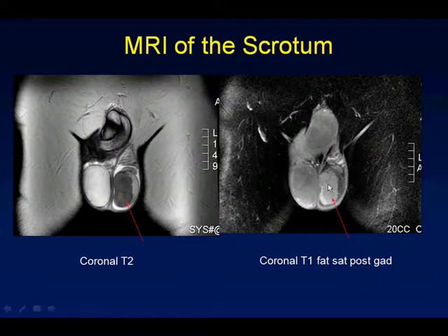And here, post-contrast, we see an enhancing mass. We know it's not hematoma, because hematomas don't enhance. We know it's not an abscess, because usually they demonstrate rim enhancement. This is solid homogeneous enhancement, and this was proven to be a seminoma.